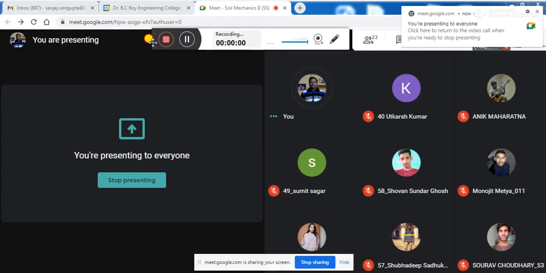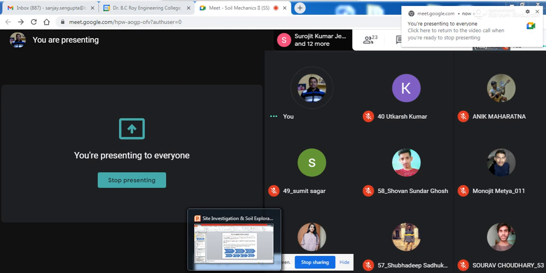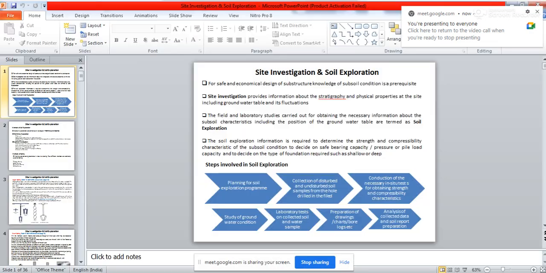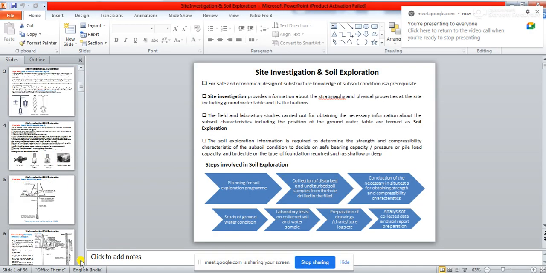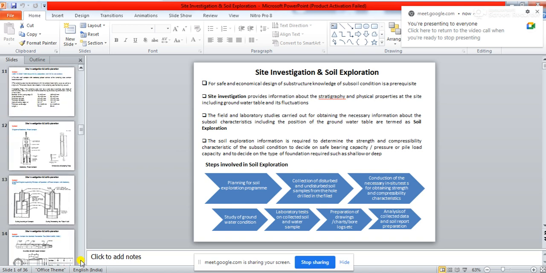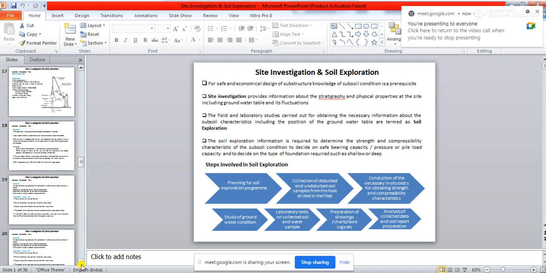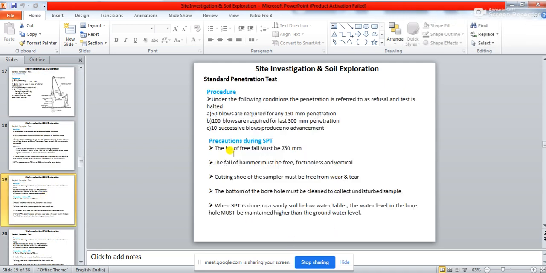Okay, we are discussing some tests through which we should be able to determine settlement and other things, and those are basically in situ tests. Related to in situ tests, we had a brief discussion in the previous class, and we finished our discussion at the standard penetration test. I think we are somewhere here, right?